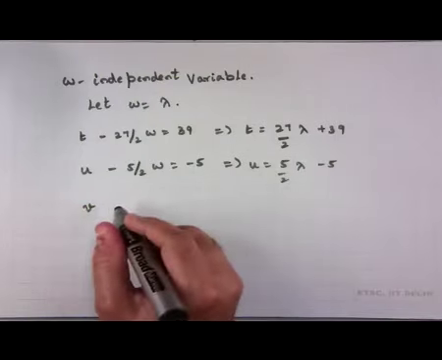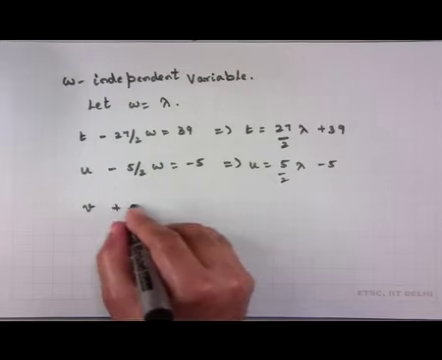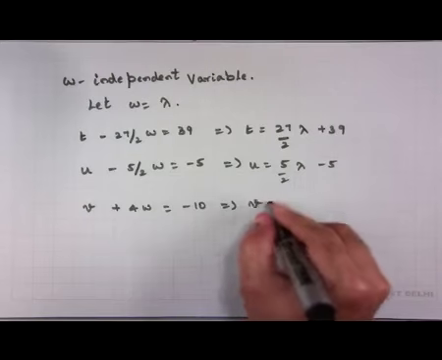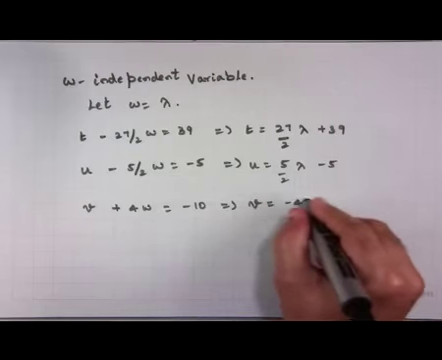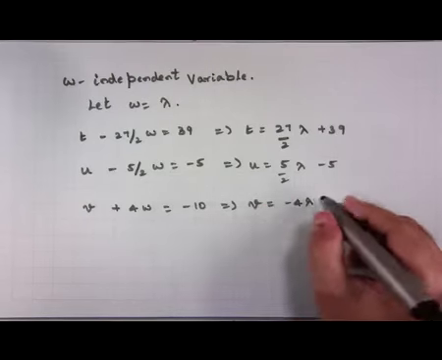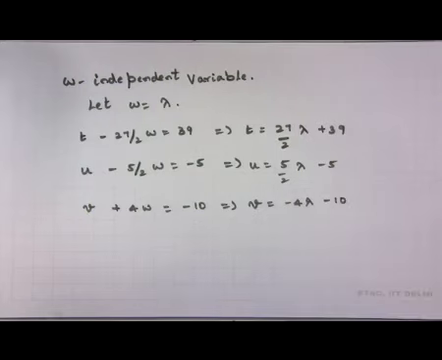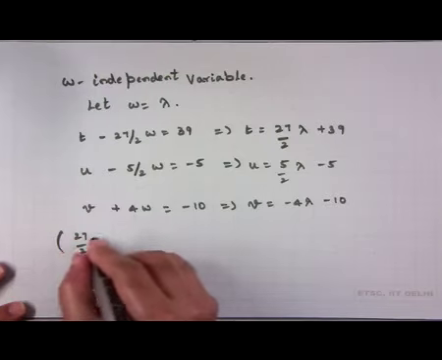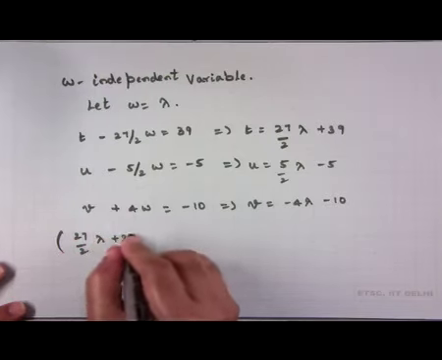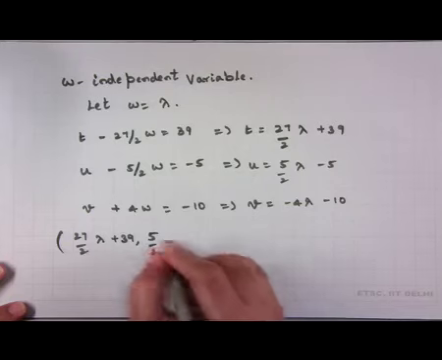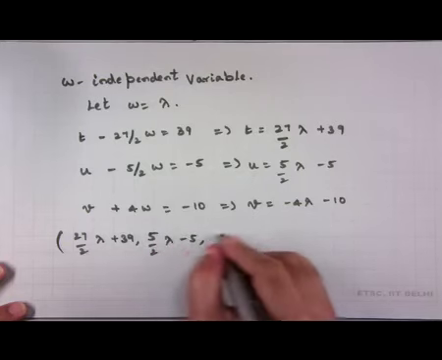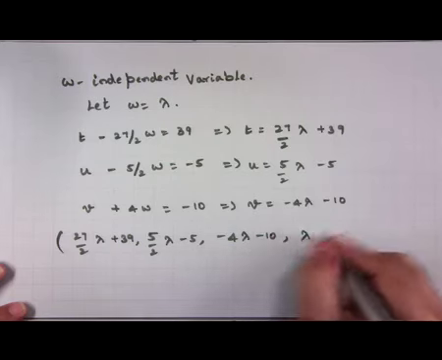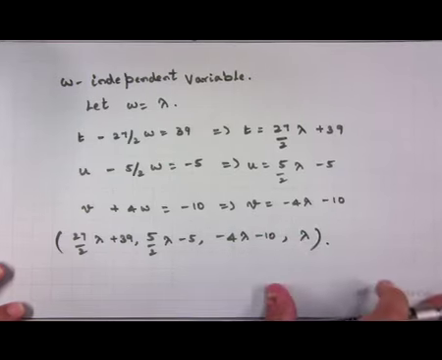V plus 4 times W is minus 10. That will imply that V is minus 4 times lambda minus 10. Therefore, the general solution is 27 by 2 times lambda plus 39, 5 by 2 times lambda minus 5, minus 4 lambda minus 10 and lambda, lambda being any real number.